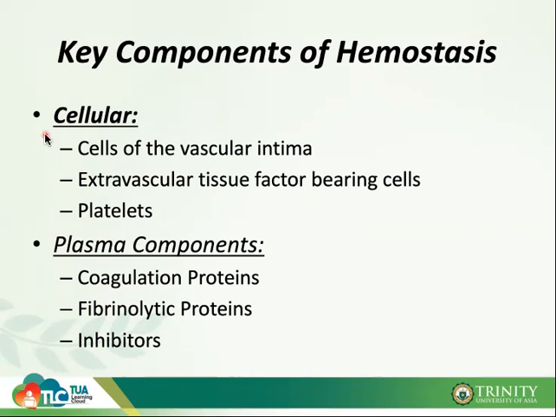As for the plasma components, we have your coagulation proteins. These are the proteins that favor coagulation. You can also read this in your RODAC as procoagulants. Or in other words, they are also called coagulation proteins, meaning once they are present and activated inside your body, they will favor coagulation.